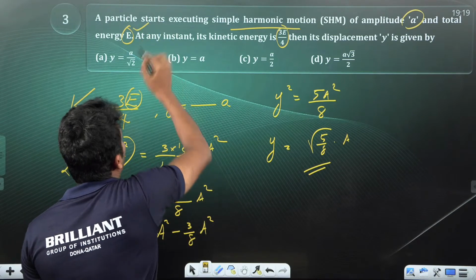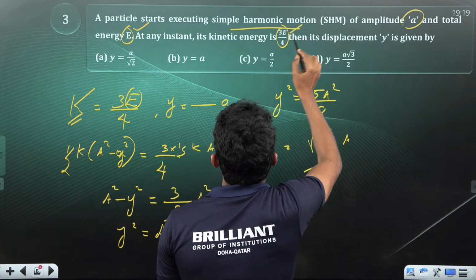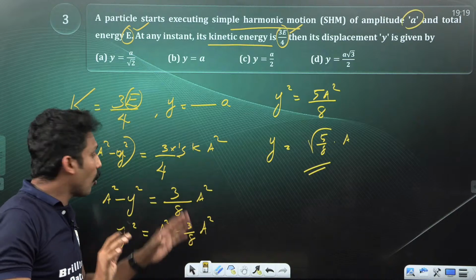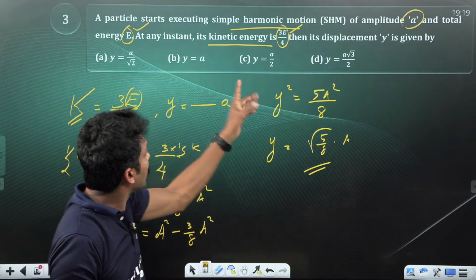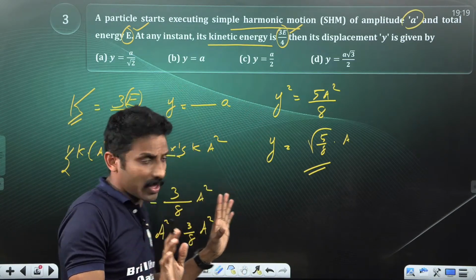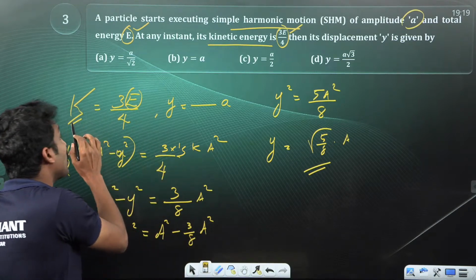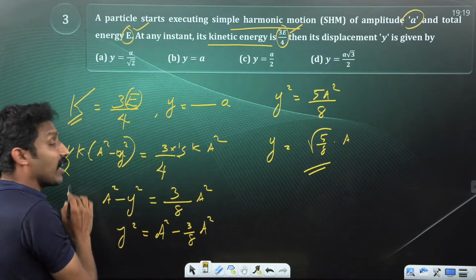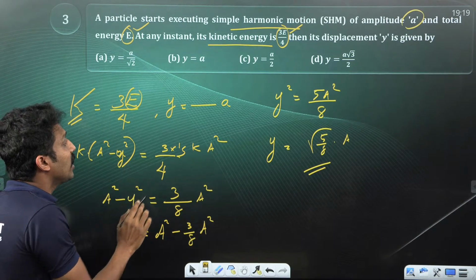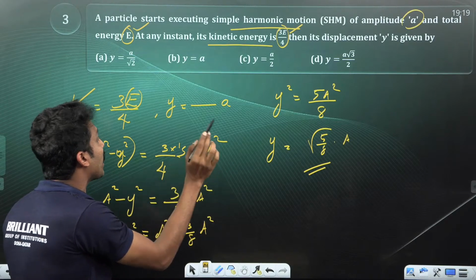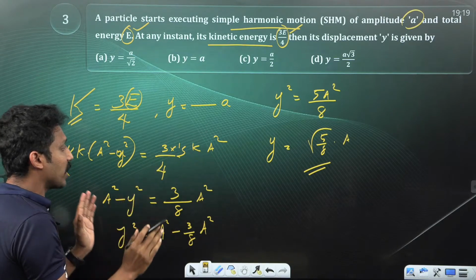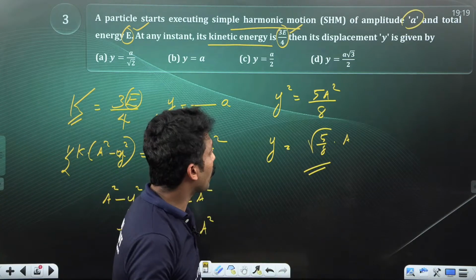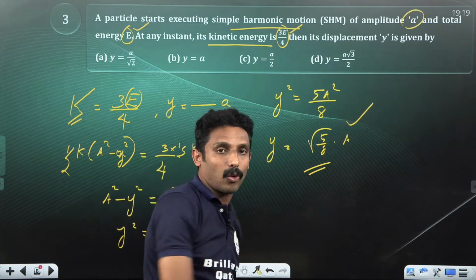See, this is the total energy, and the kinetic energy is 3E by 4. So no mistake happened in the steps, but no such option is there, so there is some error in the options. Once again we may check it. Kinetic energy is 3 by 4 of E. Kinetic energy is half K into (A square minus Y square). 3 by 4 of total energy is half K A square. Half K cancelled, A square minus Y square is 3 by 8 A square, and this is the answer of the question, no doubt about that.